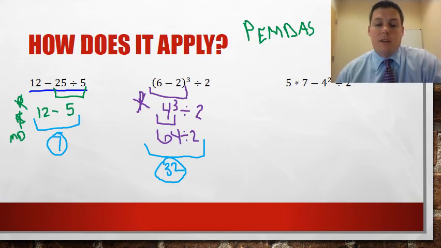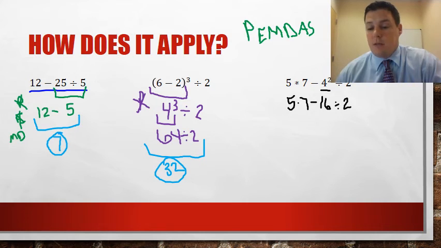Last example. Parentheses, well, we don't have any parentheses here, so the next thing we're going to look for is exponents. So we have to solve the exponent first. 4 squared, if we remember, is 16. Now that we've done the exponents, we bring everything else down. Now from left to right, we're going to multiply and divide. That is the third step because we do not have any more parentheses or exponents. The first multiplication or division we see is 5 times 7. So we're going to simplify that to 35, bring everything else down, minus 16 divided by 2.